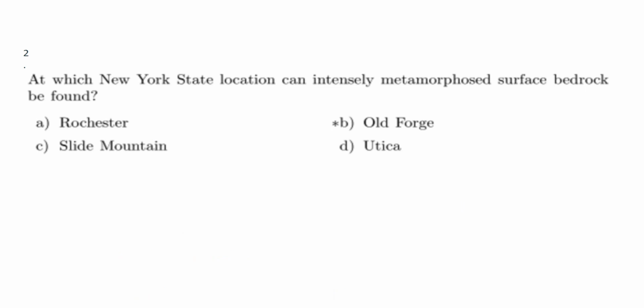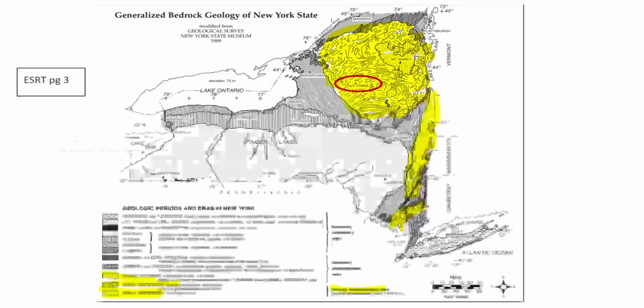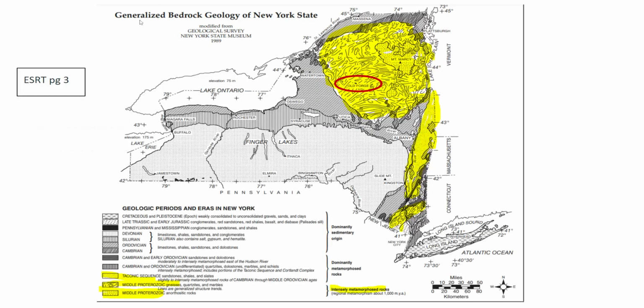At which New York State location can intensely metamorphosed surface bedrock be found? The correct answer is B, Old Forge. So, intensely metamorphosed bedrock. Once again, we see bedrock. So, we should go to page 3 of our reference table. The title on page 3 is Generalized Bedrock.